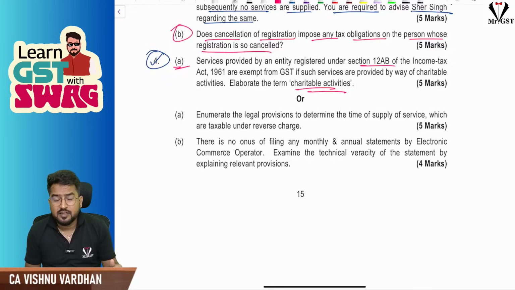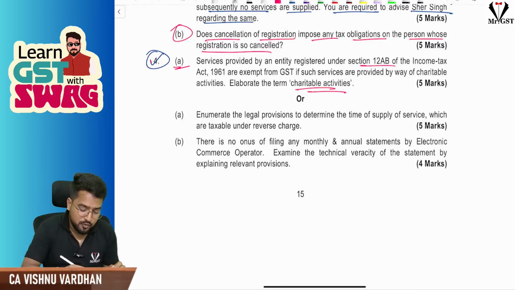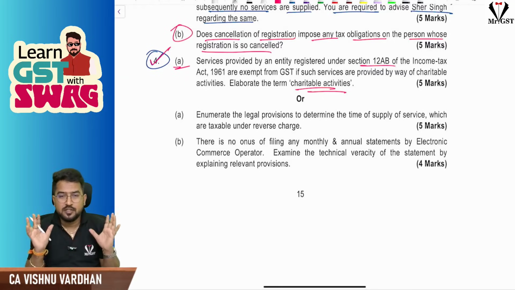And advancement of spirituality, yoga, religion, all these things. So those things you have to elaborate and write here. Okay, 5 marks.